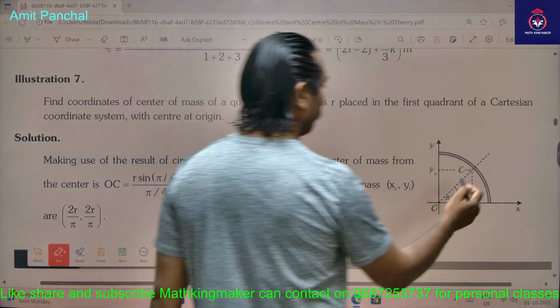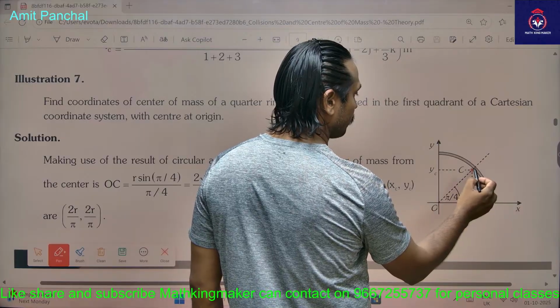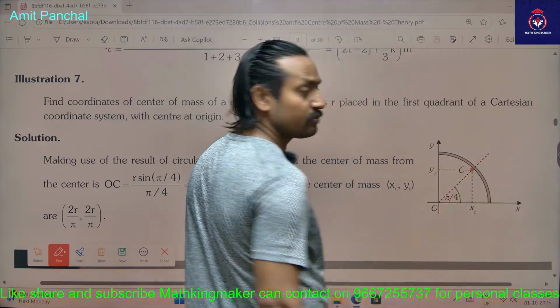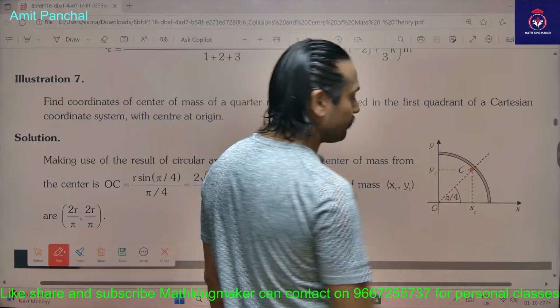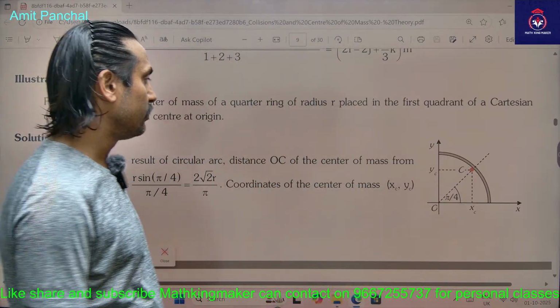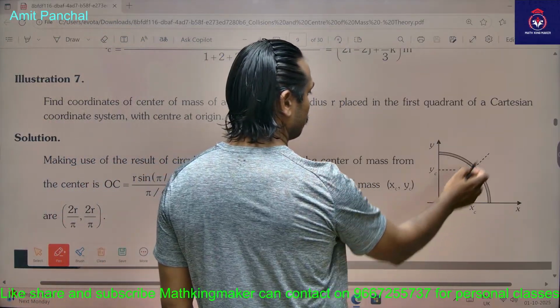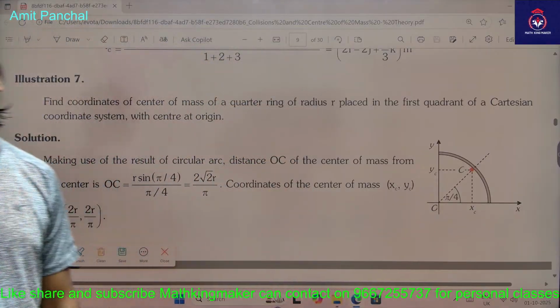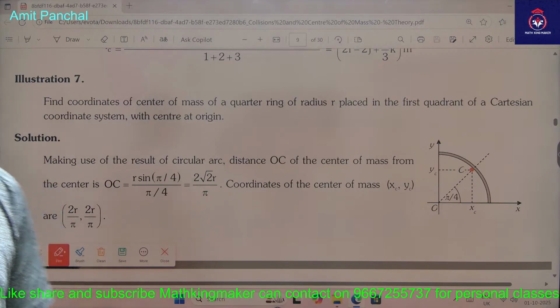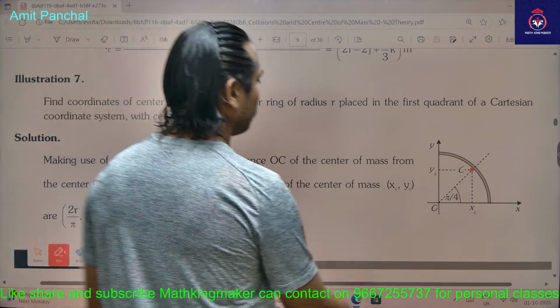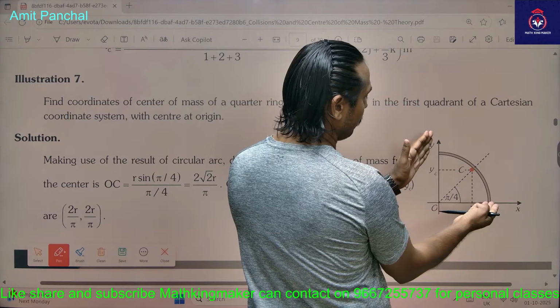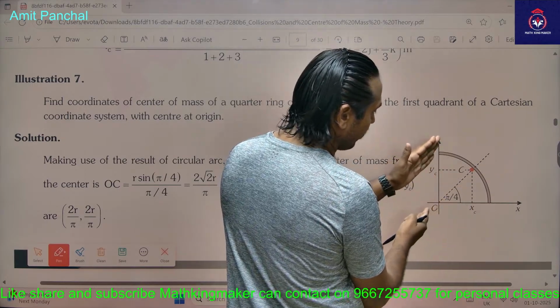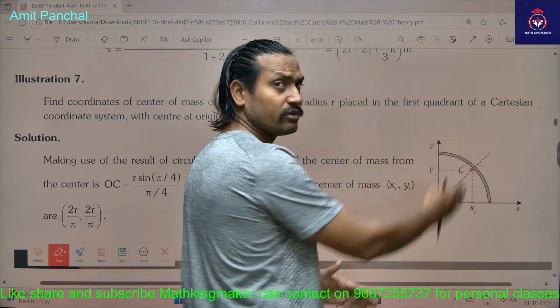So what will be the coordinate of this point? Coordinate of this point will be xc and yc. And this one, as it is a symmetrical figure, isn't it? As it is having an angle of 90 degree, the line of symmetry will be passing through pi by 4. That means 45 degree.